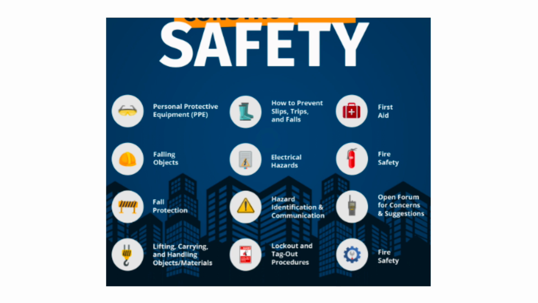Let us discuss this diagram. This diagram denotes many other safety aspects. The first one is PPE, that is personal protective equipment. Second is falling objects. Third one is fall protection. Fourth one is lifting, carrying and other handling of objects and equipment.